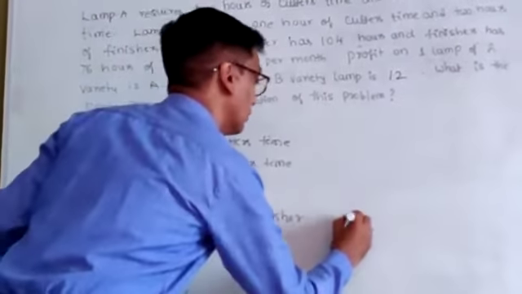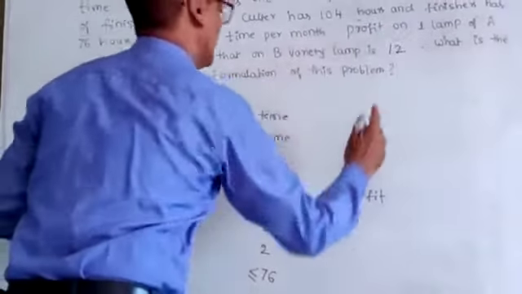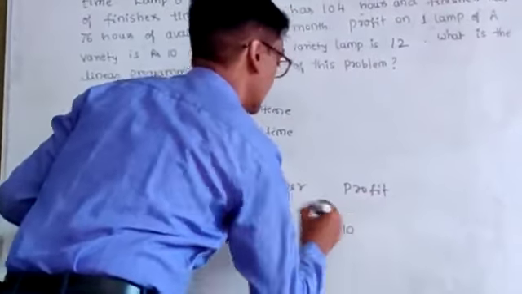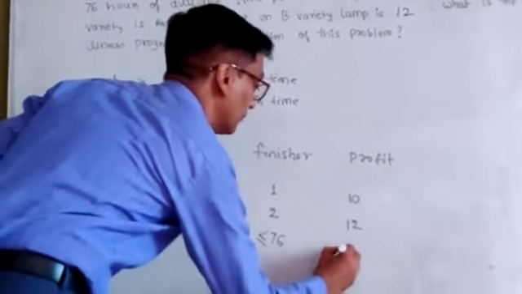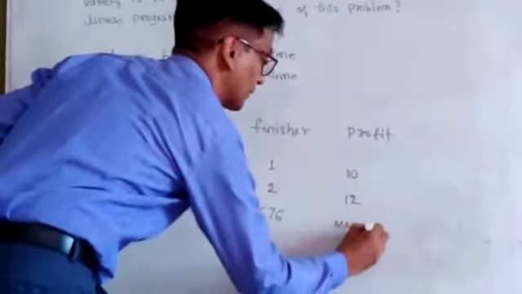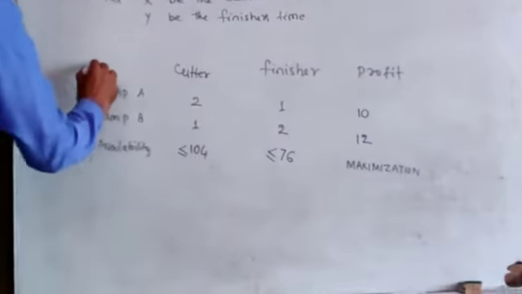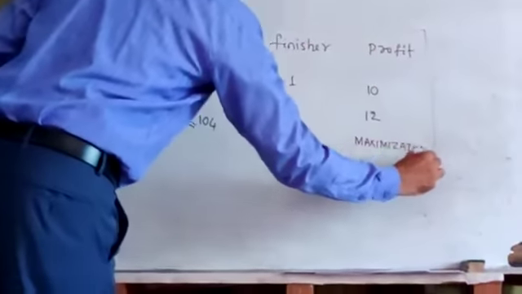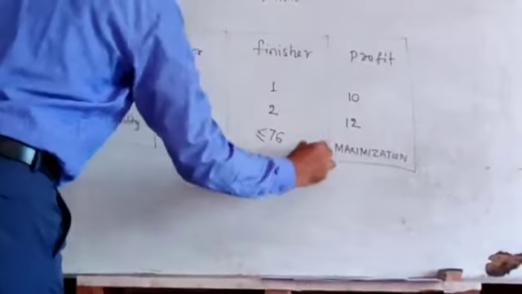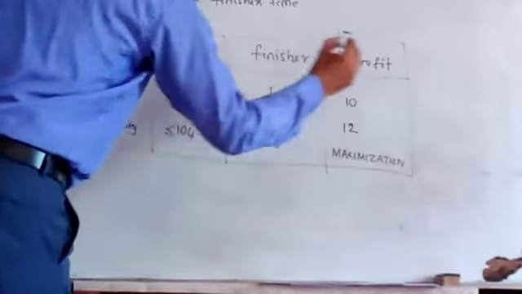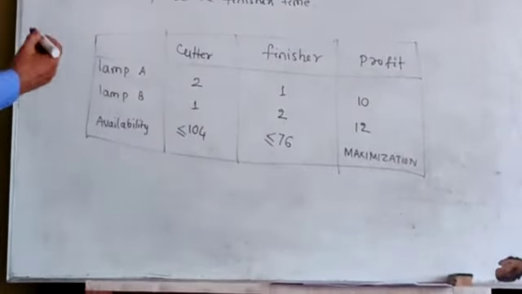So now you write down here profit on lamp A, that is the profit is ₹10, and then on lamp B it is 12, and here you write down it is maximization because the profit has been given. Formulate this table. Now, with this table, you can formulate the LPP as follows.